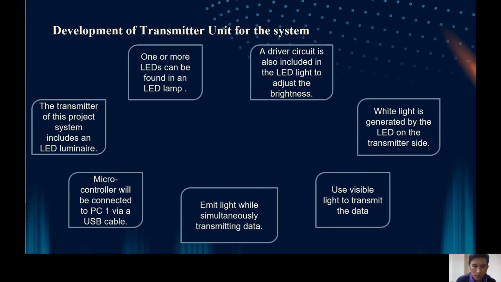Okay, this is the development of transmitter unit for the system. The transmitter of this project system includes an LED luminaire. A driver circuit is also included in the LED light, which will regulate the current flowing through the LEDs to adjust the brightness. The transmitter in this project will use visible light channel to transmit the data. This system's principal function is to emit light while simultaneously transmitting data.